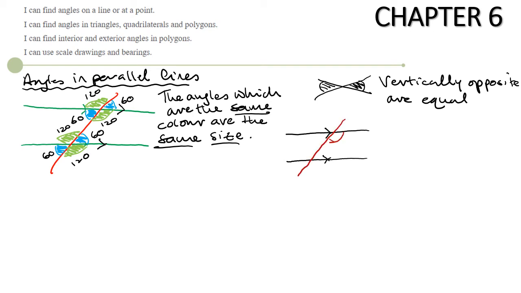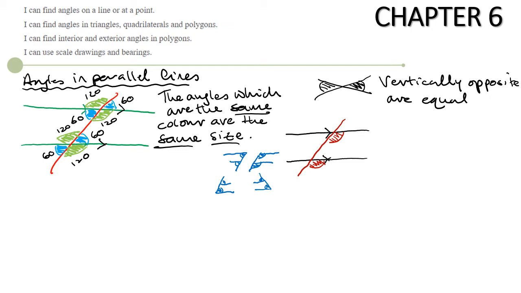And this angle here and this one are the same. Now, you may or may not be able to see an F shape, a bit like this, and it's the angles hanging from the F. This F may be drawn back to front, or upside down like this, but it's basically the same position. Those angles are the same.